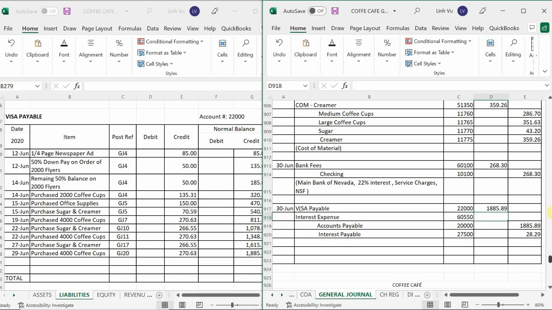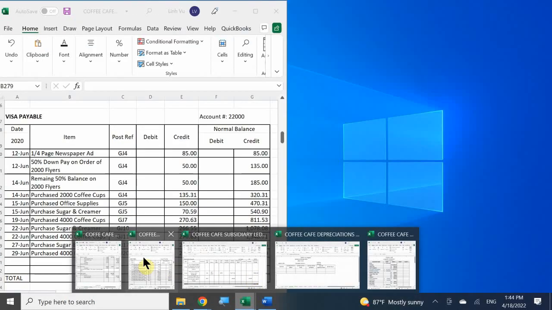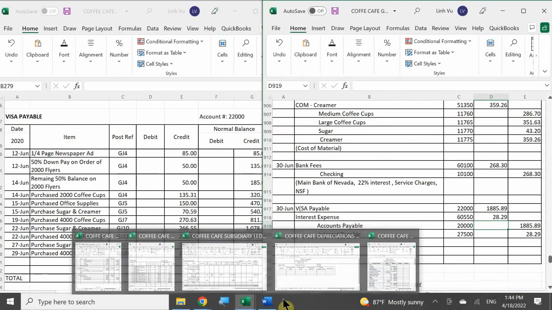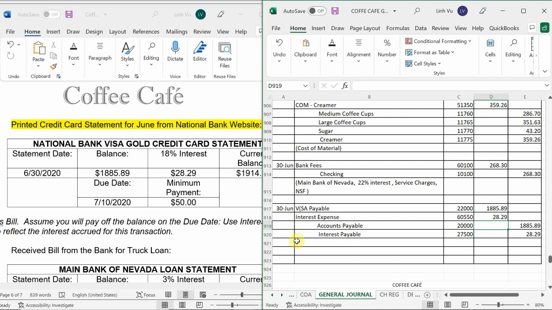65.50, right? For a total of $28.29. So in this case, we have everything that we need, right? We have the credit card, and we're moving it into accounts payable because we accepted that we have the bill, but we're choosing to pay it later. We're accepting that this is how much interest we accrued. I'm not paying it now. I'm going to pay the interest later. Okay, so this is one way that you can journalize this.